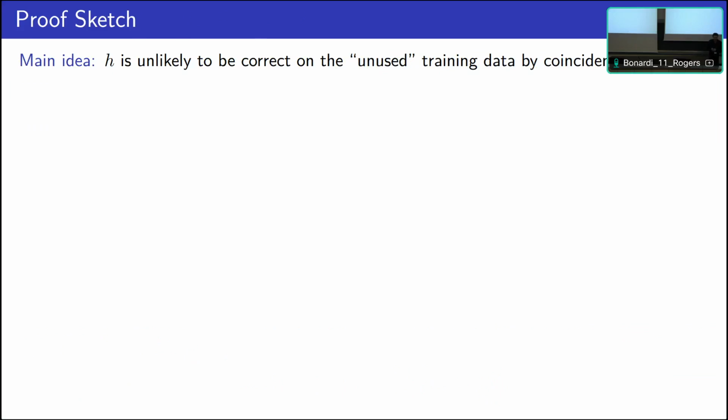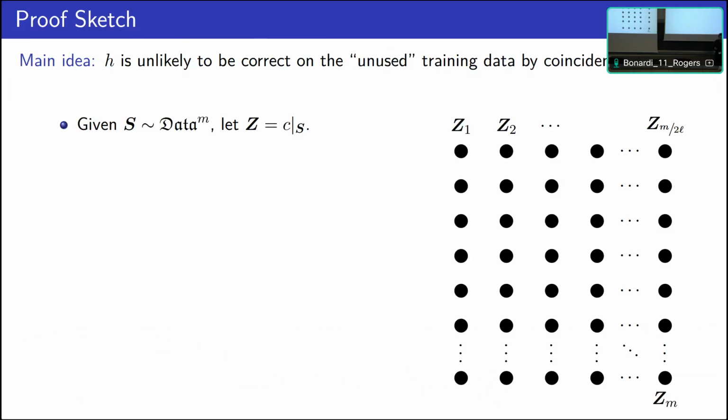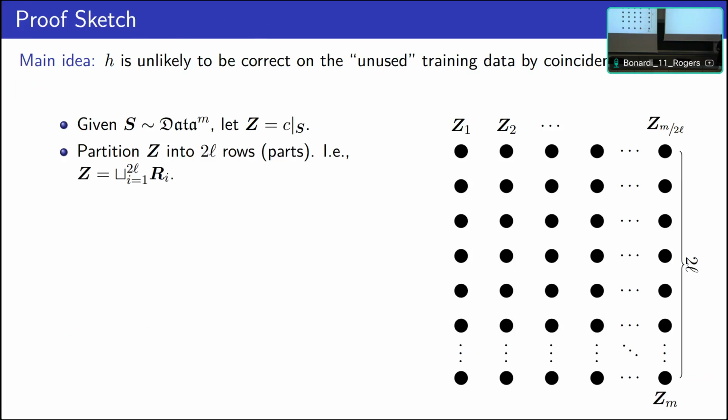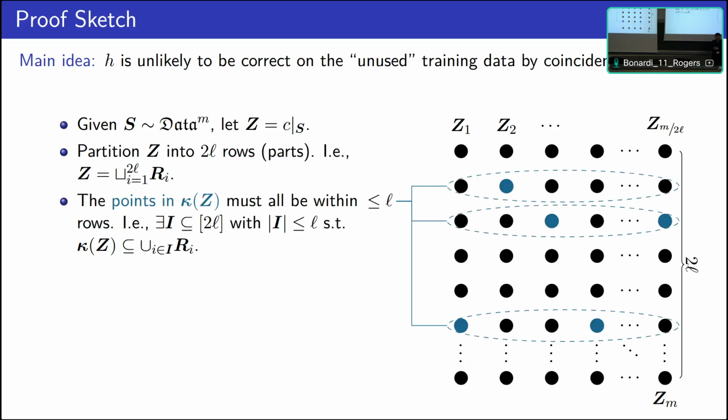So the proof sketch. One of the cool things of compression is that I think it gives a very nice proof, and this one is particularly clean, like the previous work. You just take the points sampled from the data and consider the labeling, and partition into 2L rows or parts. And when you consider the points in the compression set, that I highlighted in a very dark shade of blue, we know that at most L of those rows will contain all of the points, right?